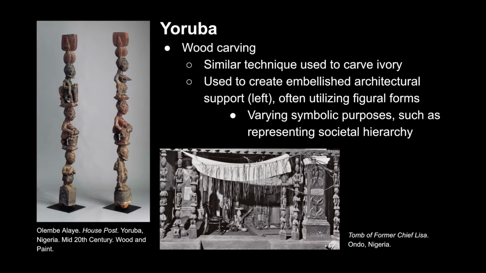Wood carvings in Yoruba are often seen in architectural supports, like embellished columns on buildings. Many times these columns actually utilized figural forms in their designs. While the actual meaning and purpose of these different designs were really contingent on the location, subject matter, and style, they often represented a social hierarchy, like we see in this example, house post. We can also see the utilization of primacy of place, which is where the higher someone is, the more important that they are. And in the bottom example, we see an actual installation of these house posts.